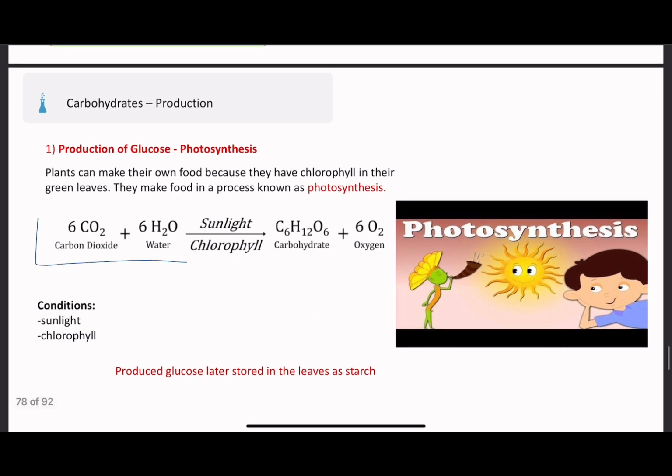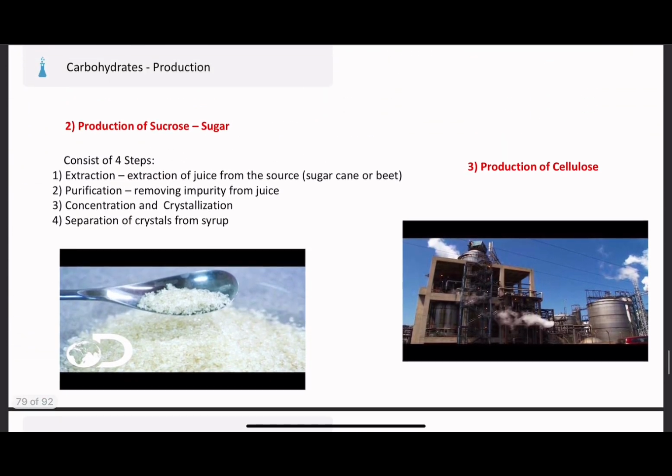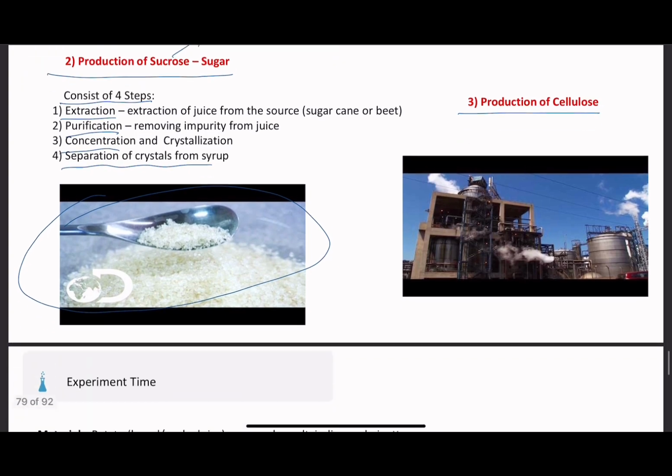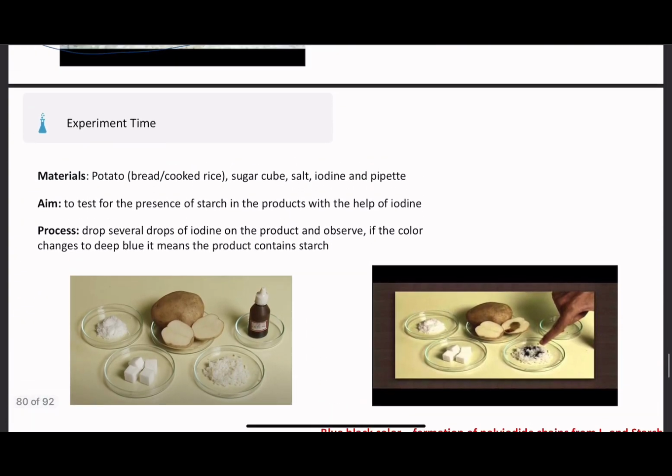This is again our carbohydrate. This is the photosynthesis reaction. You need to know this. And then the production of sucrose is sugar. Sucrose is another saccharide. And the way to get the sugar, we get extraction, purification, concentration, separation. This is how they make the sugar in the industry. And they also produce cellulose in the fabrics too. These are just the general information.